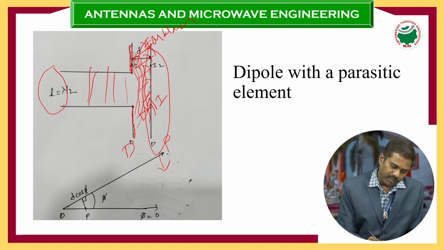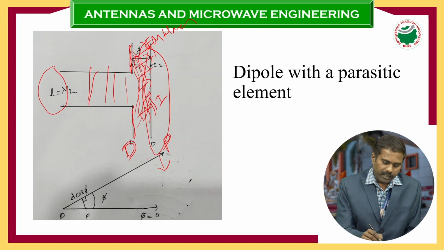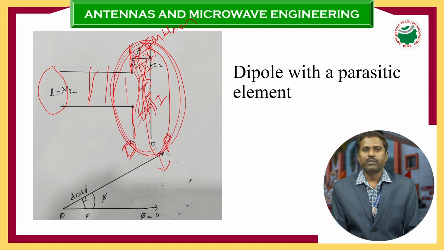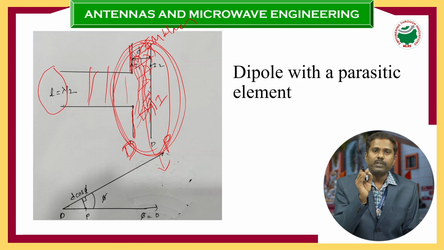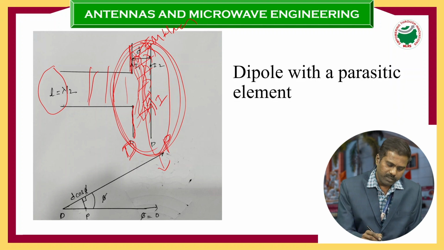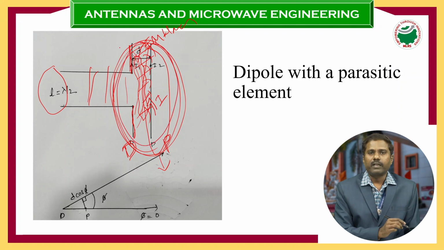So by the dipole and by the parasitic element, we are getting more gain. That means more radiation or more gain by giving the source to only one element, not two elements. We are giving only one element, but we are getting two elements' radiation, so we are getting more gain.